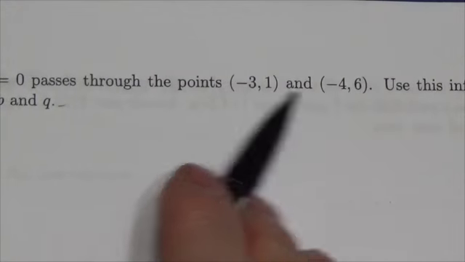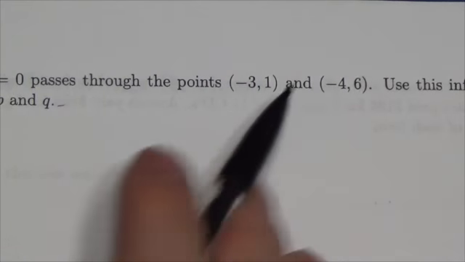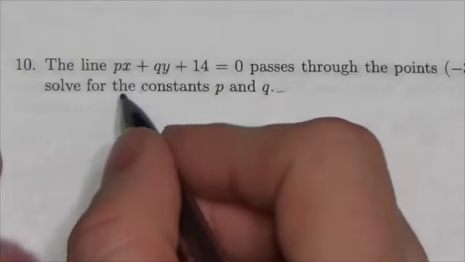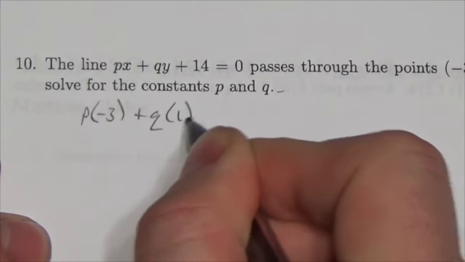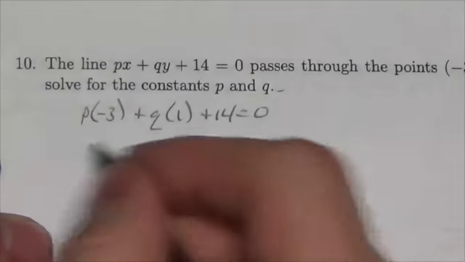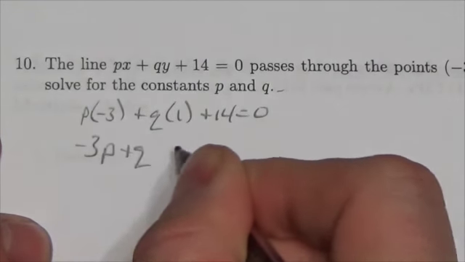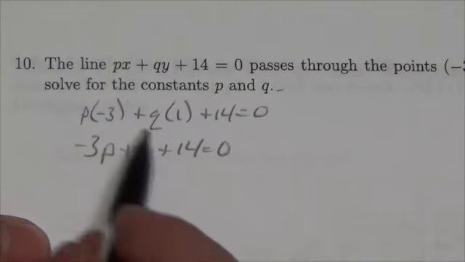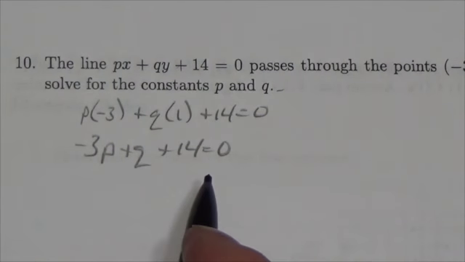But when I give you a point, for example, the points negative 3, 1 and negative 4, 6, remember that what I'm giving you are x and y values. So by plugging in that first one, I'm going to get p times negative 3 plus q times 1 plus 14 is equal to 0. I can simplify this a little bit so it looks cleaner. So that information allows us to write negative 3p plus q plus 14 equals 0.